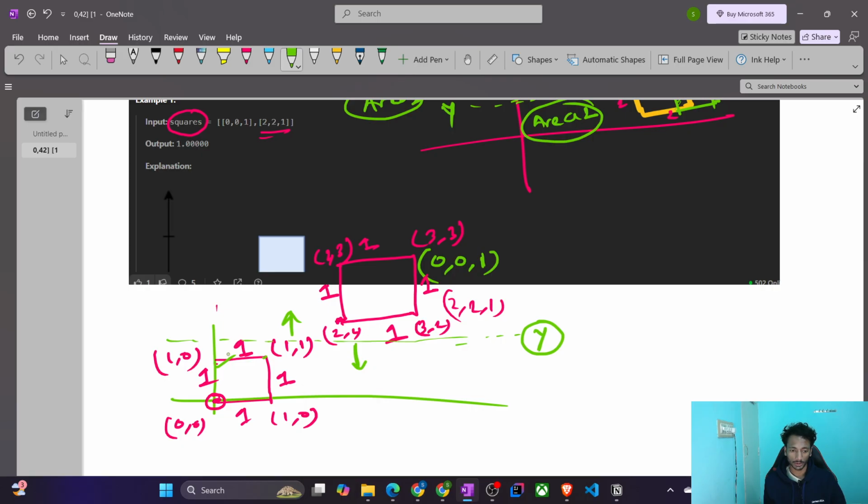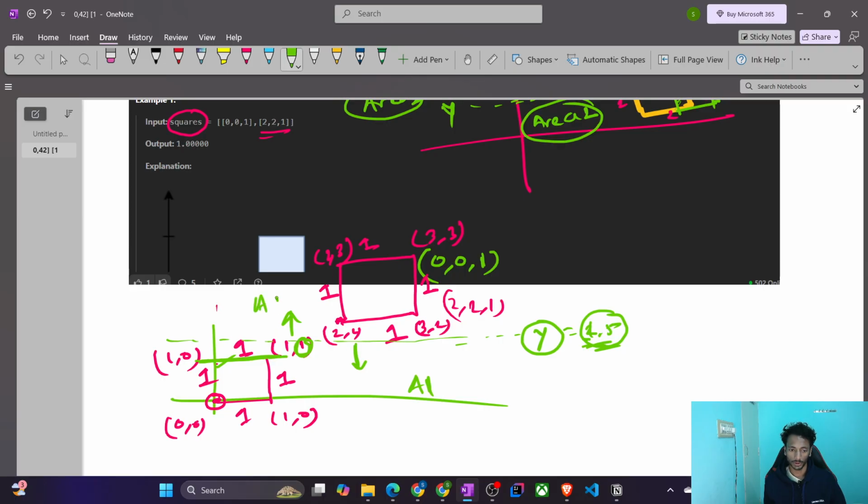I'll check the topmost y value the square can reach. This is the top edge, so this y value is 1. Suppose the line's y value is 2, okay, so 1.5. What will happen? This is the top edge value, so this is below this line. So I will count this as area 1.